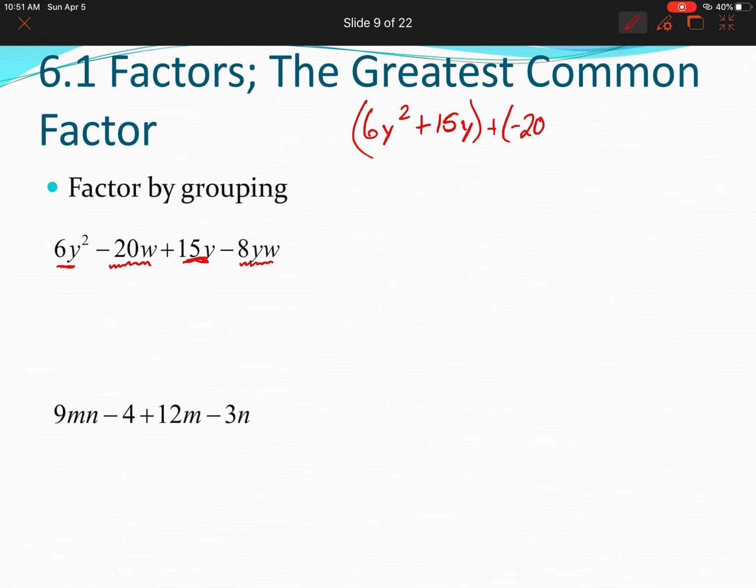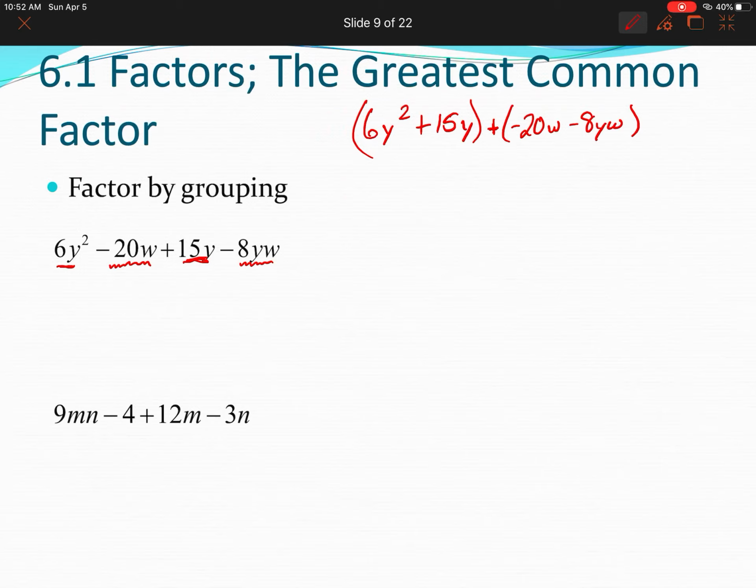And I'm going to group the negative 20w minus 8yw together. And I am keeping an addition sign between these because we want to make sure that we understand it's not multiplication, and the negative with the 20w is only on that 20w. And so we want to make sure we do keep that negative inside the parentheses.